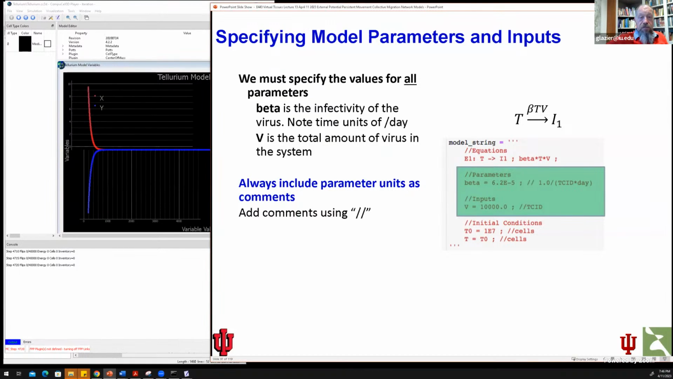I have to specify the values of all parameters in my model. If beta and V are parameters, and I don't specify the values, Antimony will generate an error. It's always a good idea to include the units as a comment and say, this has units of TCID per day, this has units of molecules, this has units of something. I can use scientific notation 1E7 for a value if I want.